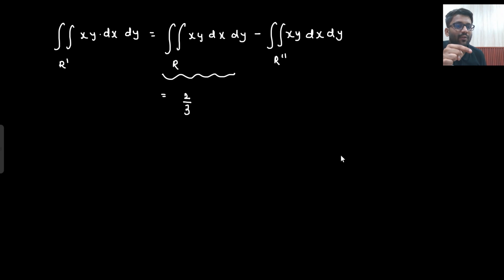But in probability, this integration will become 1. How it will become 1, we will see. But in probability it will become 1. As of now, we have already calculated this, and it was 2 by 3.